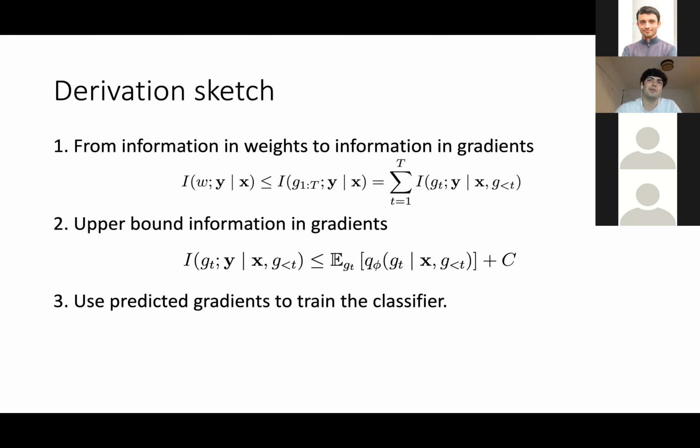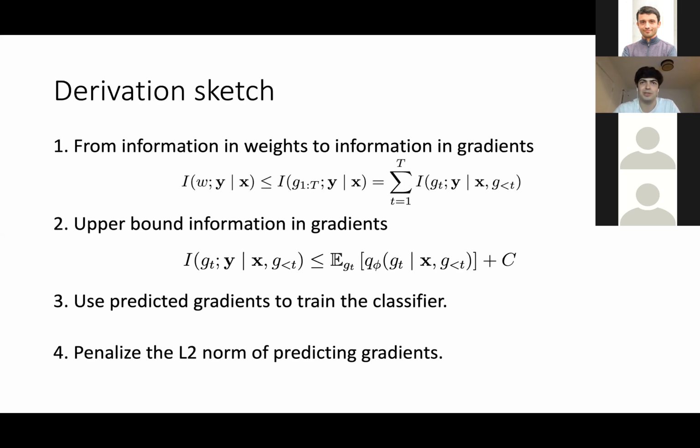If you lost me up to this point, now it's a good time to join. From now on, there will be no math. We have this main network, the classifier that we are trying to train, and there is this additional network Q, which tries to predict the gradient at iteration t without looking at labels. So what we do is we take these predicted gradients and use them to train the classifier. So we have two networks. One is predicting gradients of the other network.